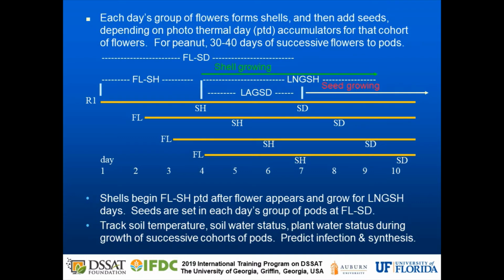Just a little bit about the cohort structure. Now, peanut will flower over a 30 to 40 day period, and each day's group of flowers forms a pod after a time period that's called FLSH. A pod begins to grow from that flower, peg, and then a pod, and there's a shell growth duration, and then after a later time the seeds begin within that same pod. There are multiple cohorts layered that may continue over 30 to 40 days. The goal here is to track the soil temperature, soil water status, and plant water status that applies to each of these cohorts, and then predict infection and synthesis of aflatoxin.